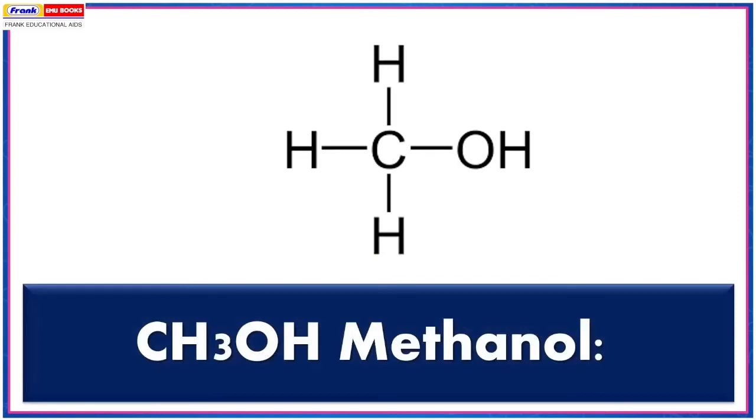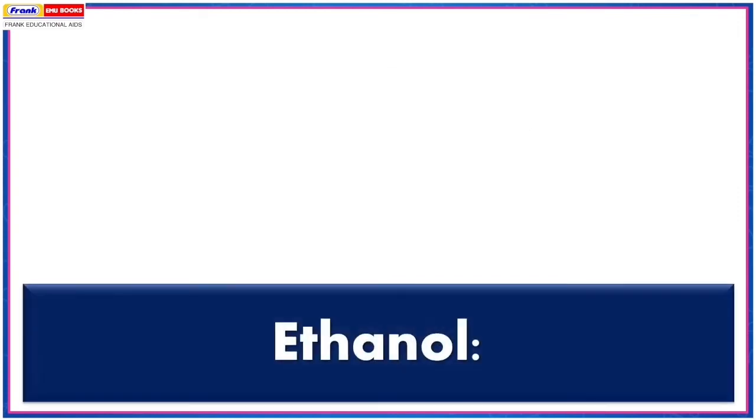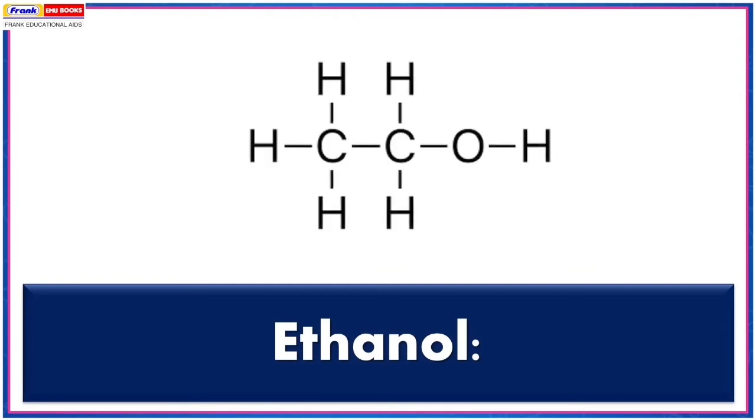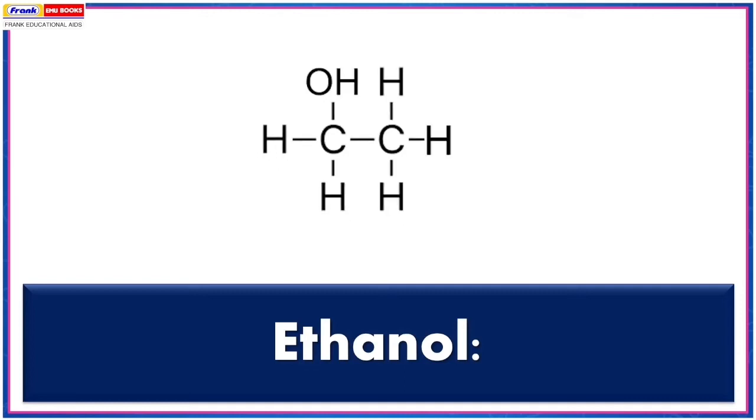CH3OH, methanol. Different ways of representing ethanol are CH3, CH2OH with the OH group attached on the right carbon atom. CH2OH, CH3 with the OH group attached on the topmost side of the leftmost carbon atom. CH2OH, CH3 with the OH group attached on the bottom side of the leftmost carbon atom. CH2OH, CH3 with the OH group attached on the leftmost carbon atom.